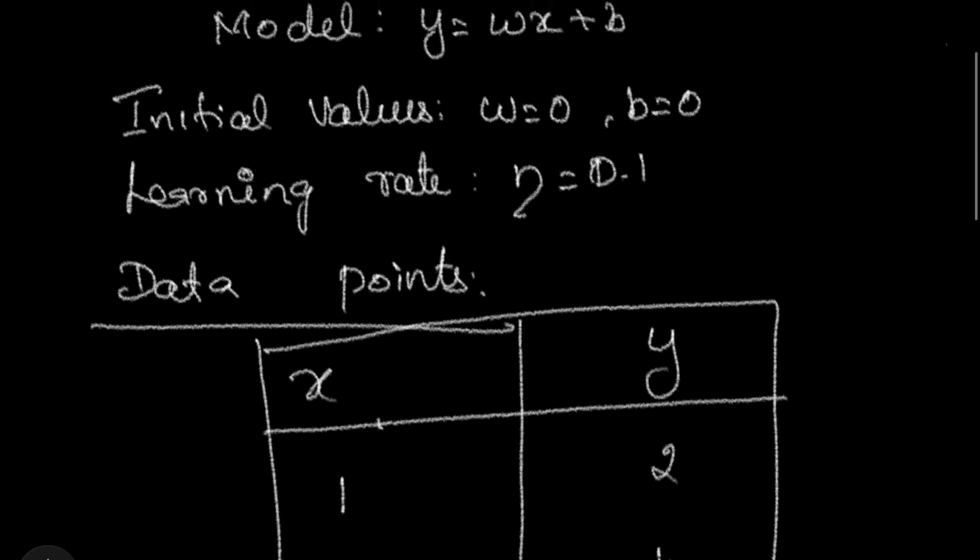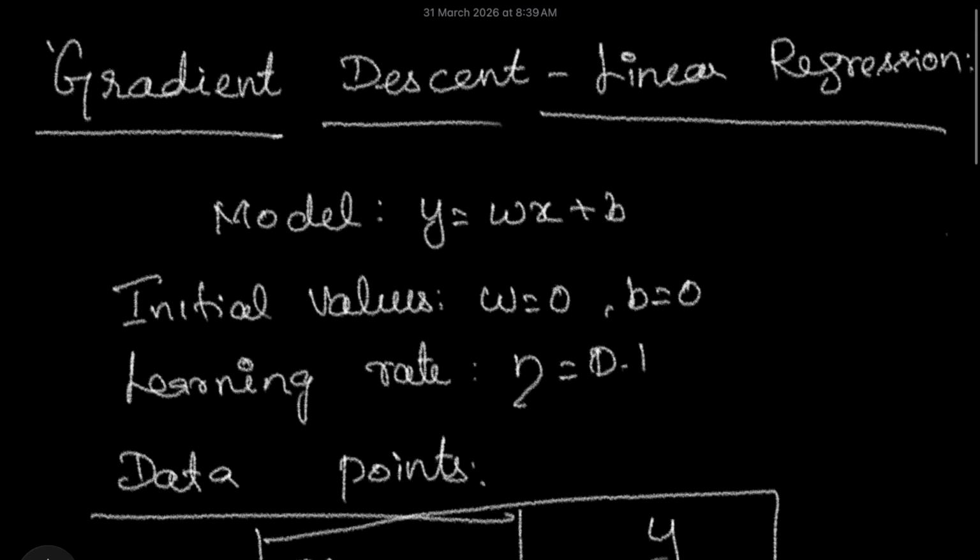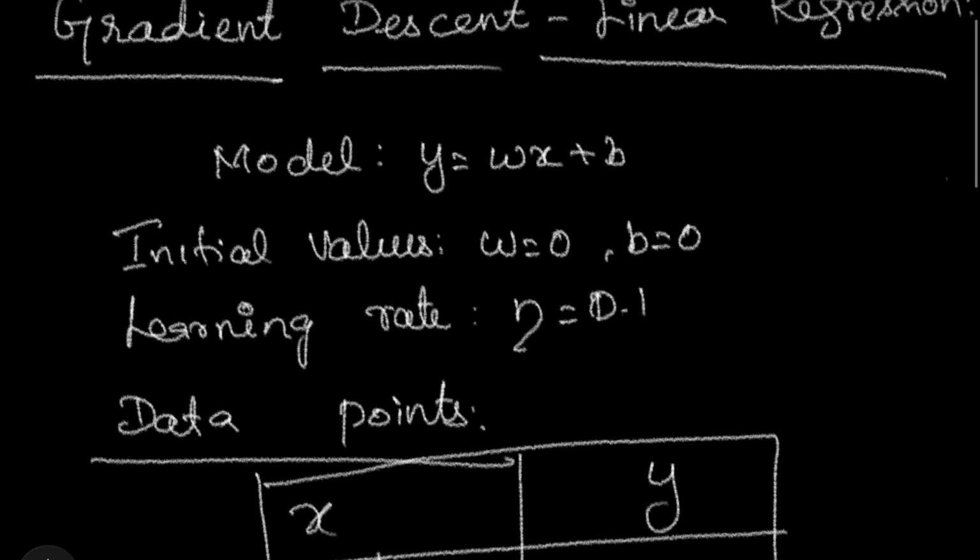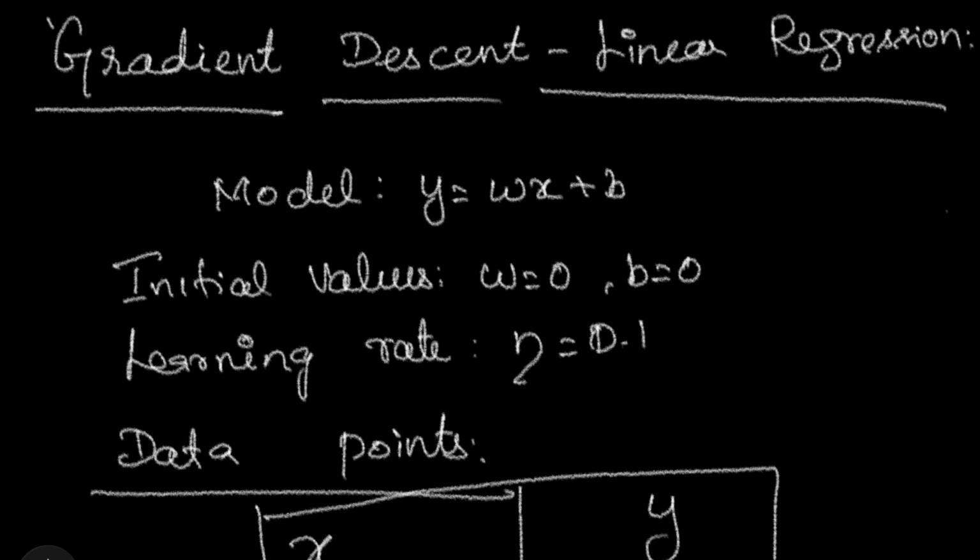Now we have a problem that shows how gradient descent works. In this example, we will be using linear regression. Using linear regression, we will see how gradient descent solves the given data points, how it minimizes the error, and how it reaches the perfect model. That is what we are going to share.